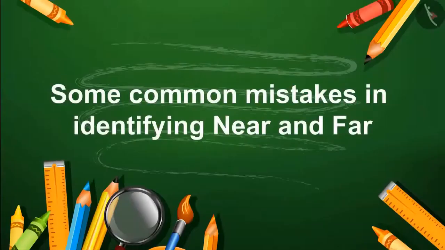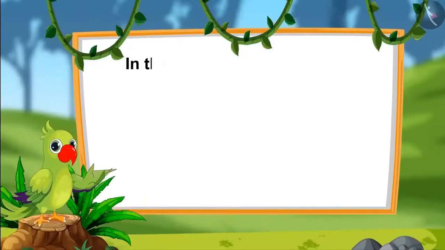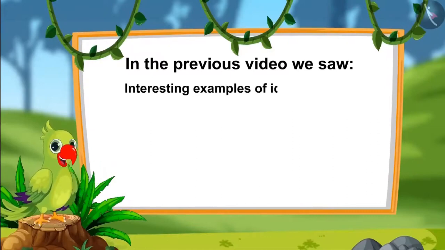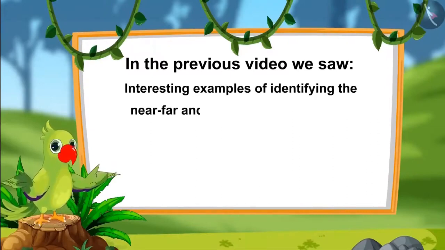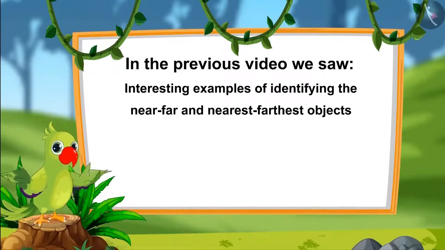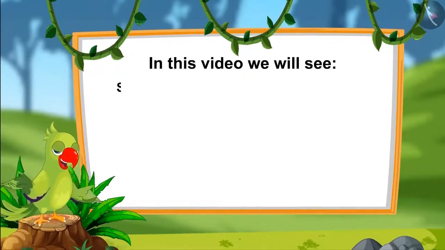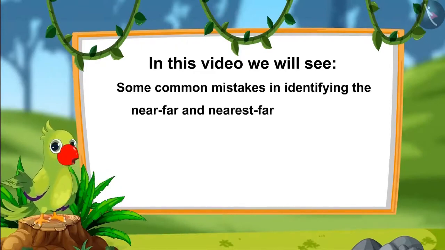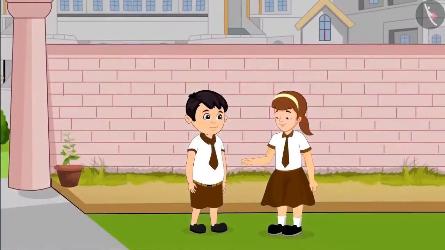Some common mistakes in identifying near and far objects. Hello children, in the previous video we saw some interesting examples of identifying the near, far and nearest, farthest objects. In this video, we will learn about some common mistakes which should be avoided in identifying the near, far and nearest, farthest objects. Today, Aarti and Chotu are talking during their lunchtime.